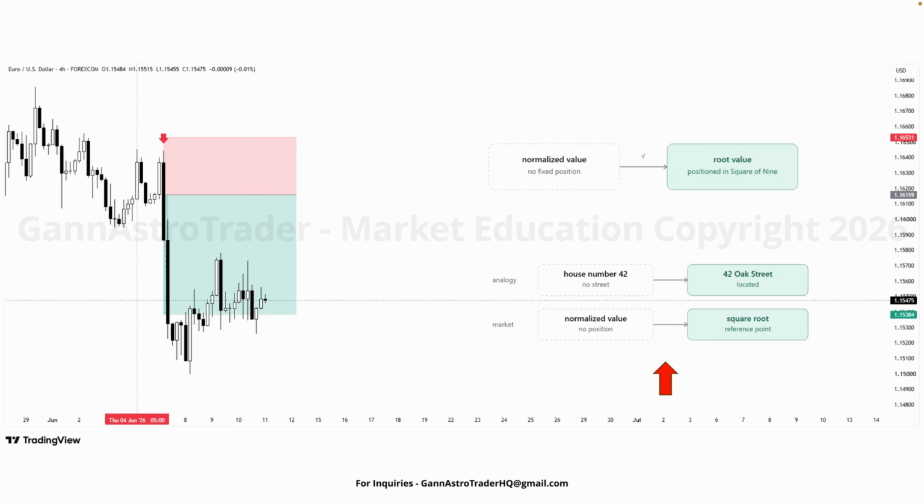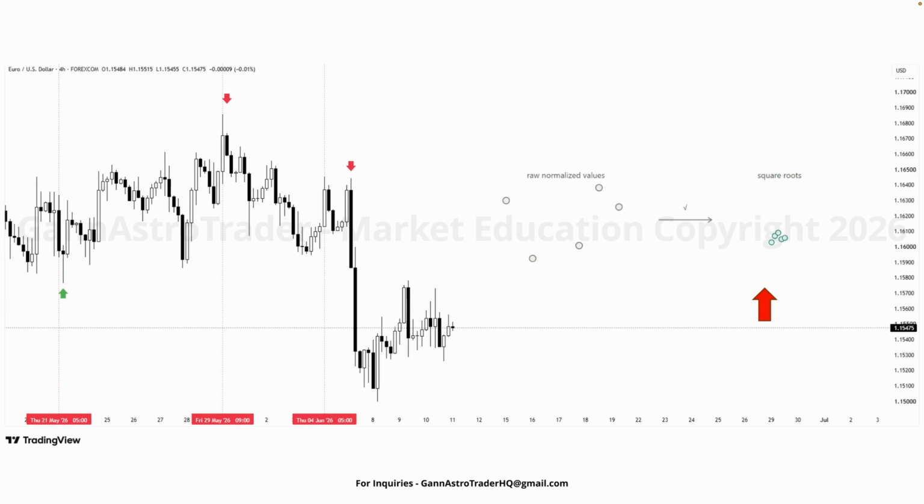Imagine receiving the street number of a house without knowing which road it belongs to. The number alone isn't enough to find the location. The square root plays a similar role. It converts the measurement into a reference that tells us where to begin inside the square of 9. Now, let's ask another question. Why don't we simply locate the normalized value itself on the square of 9?